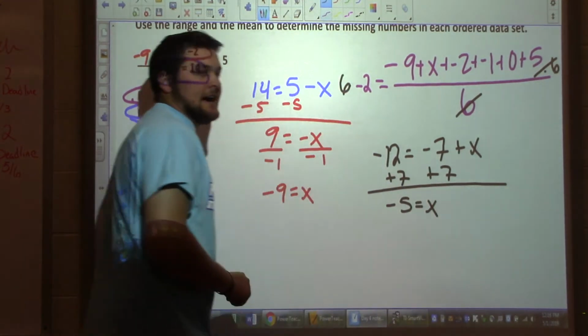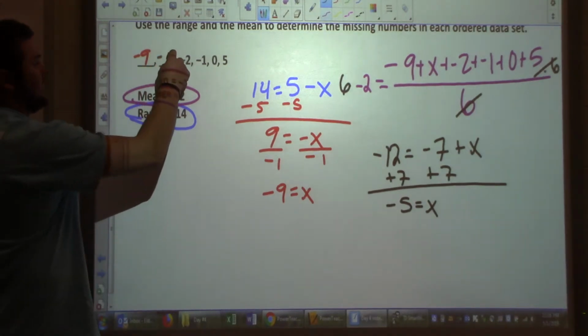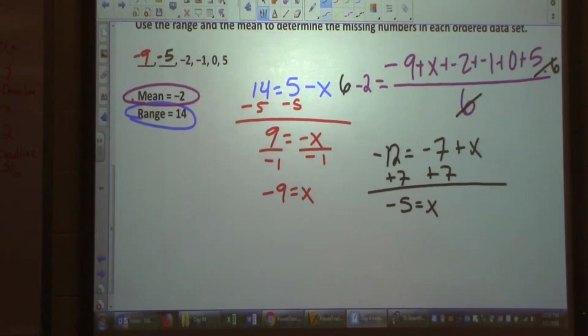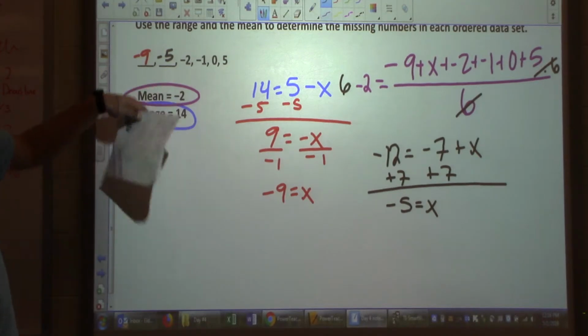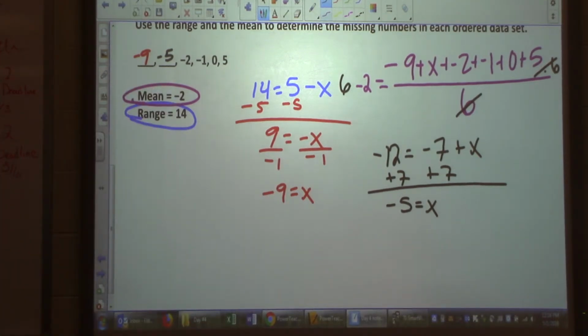I get -5 is my other missing value. So -9 and -5. Like I said, make sure you're understanding what we're doing here. It's going to be on something important coming up. I don't know what that is, but... Alright? So, start with your range. Start by using your range, then use your mean to help you out. Okay? Any questions on that?